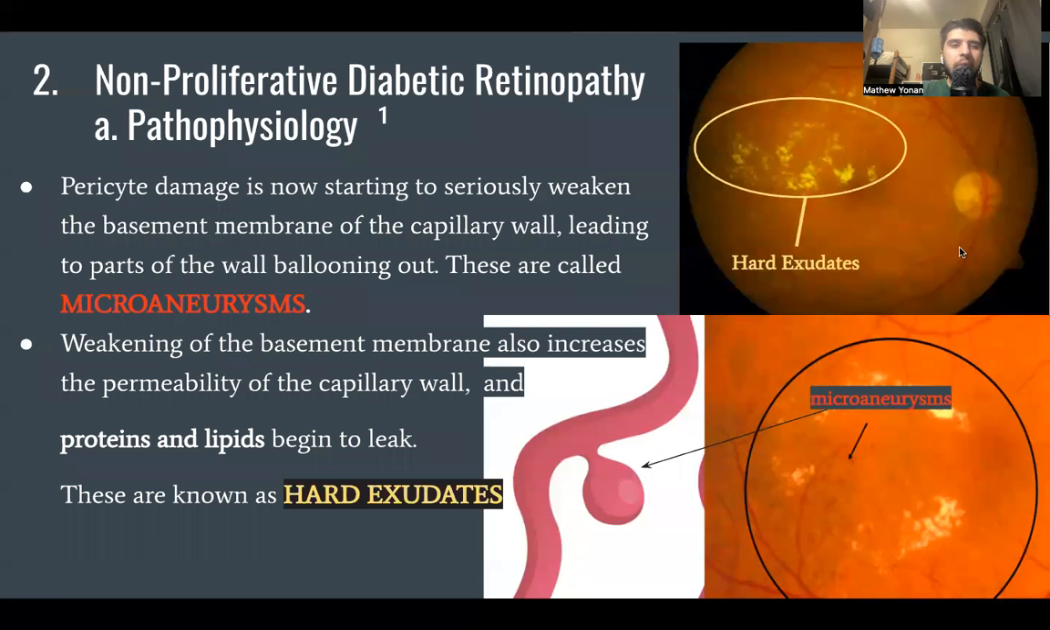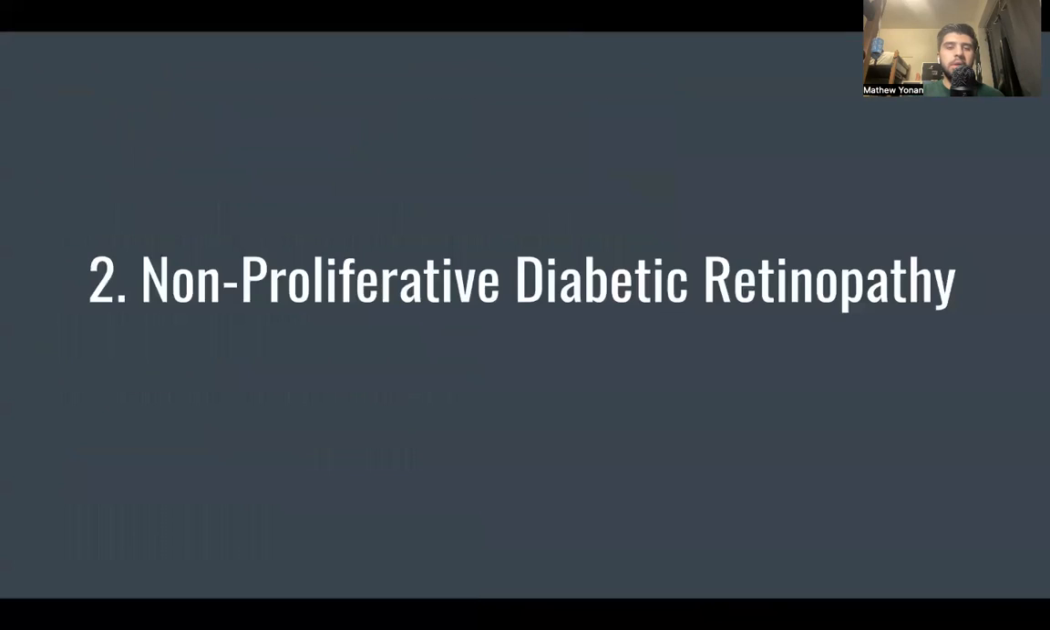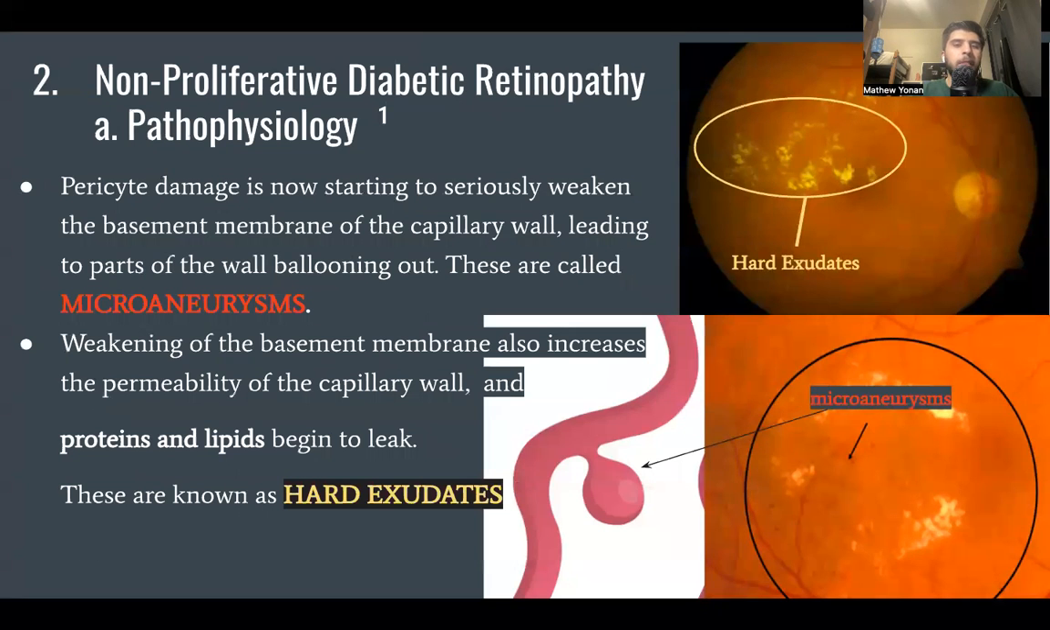So we have our second stage now, which is non-proliferative diabetic retinopathy. Okay. And yeah, here we go. The slide glitched, but here it is. So let's start with the pathophysiology here. Parasite damage from the first stage is now starting to seriously weaken the basement membrane of the capillary wall, which leads to parts of the wall ballooning out. These are called microaneurysms, which you can see right here in the conceptual picture.